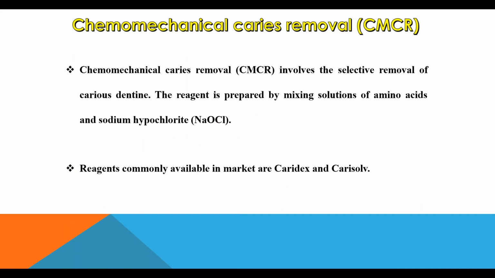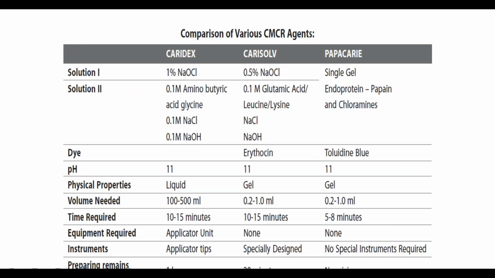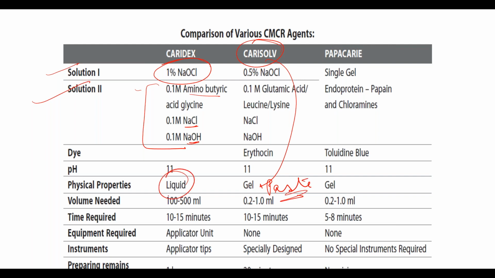Chemomechanical caries removal uses Caridex and Carisol. These are the compositions. They consist of solution 1 and solution 2. Solution 1 is 1% sodium hypochlorite, and solution 2 contains aminobutyric acid, sodium chloride, and sodium hydroxide. Whereas your Carisol is in the paste form. Caridex is in the liquid form.